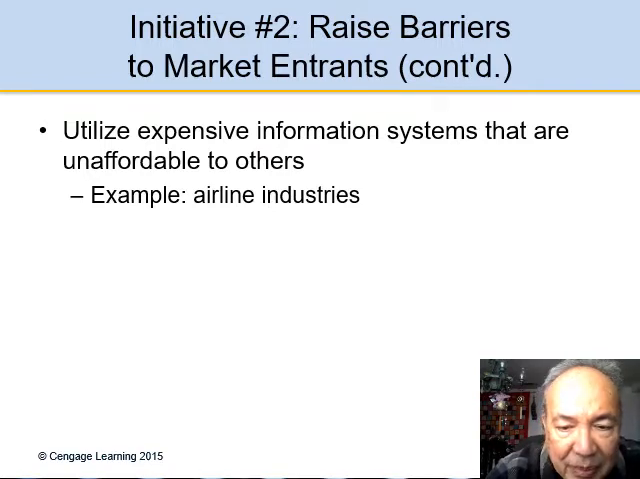Utilize expensive information systems that are unaffordable to others. The other companies cannot afford the technology.